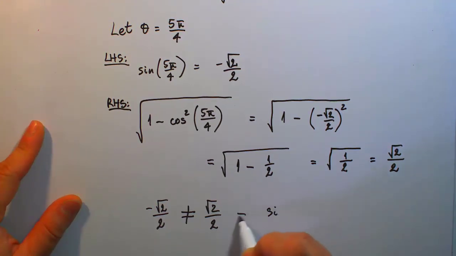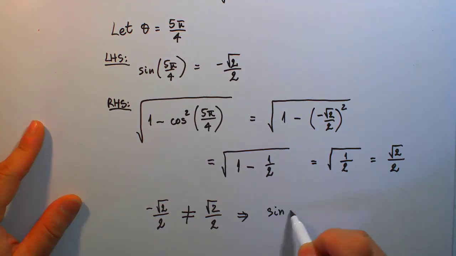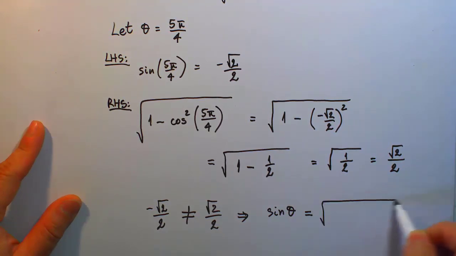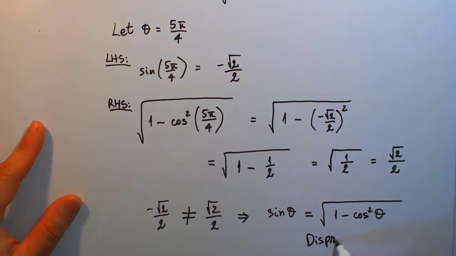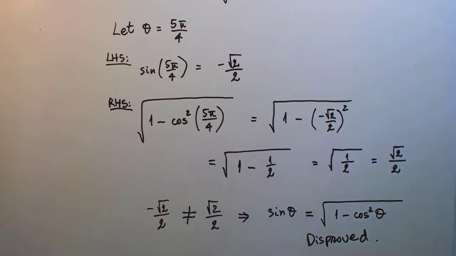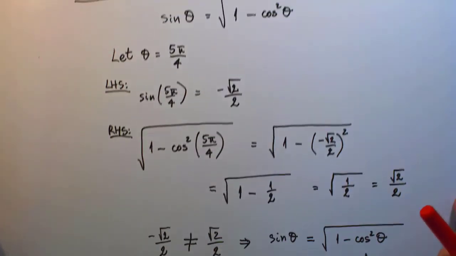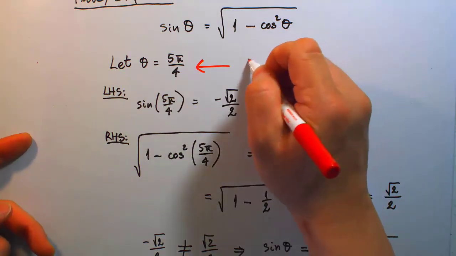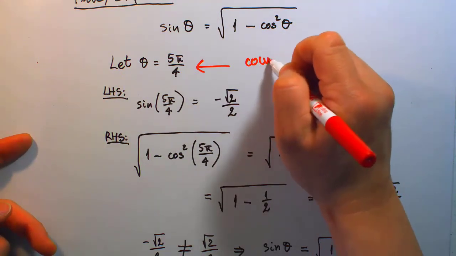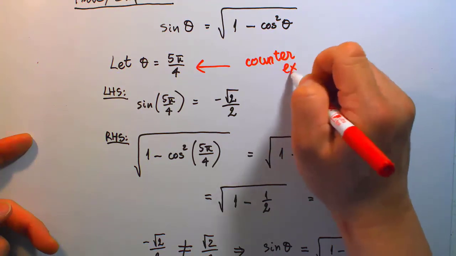Generally, that implies our final conclusion: sine of theta is not equal to the square root of 1 minus cosine square of theta. And what we did here was disprove the problem. We found two examples. The first one worked and the second one failed, making our equality fail. And so this value right here that we chose is regarded as, once again, the term for that, a counterexample.